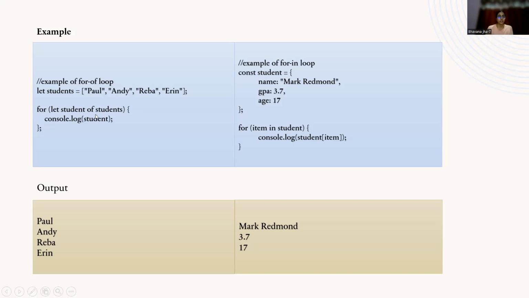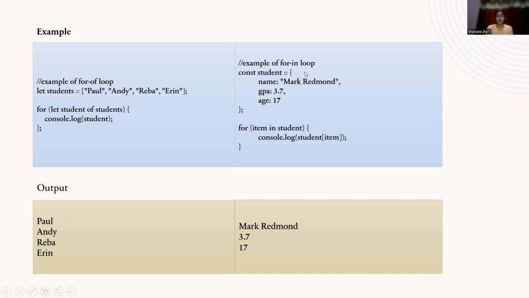So let student of students. Here students is the array variable. The output will be whatever is present in the array, and it gets printed on our output screen, that is Paul, Andy, Reba, Aaron.